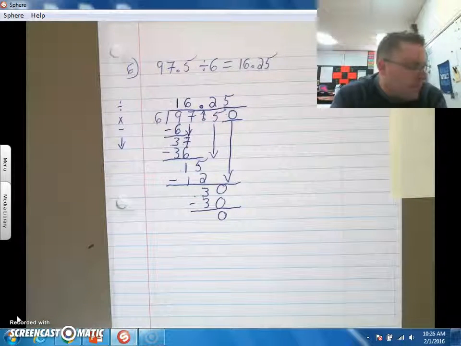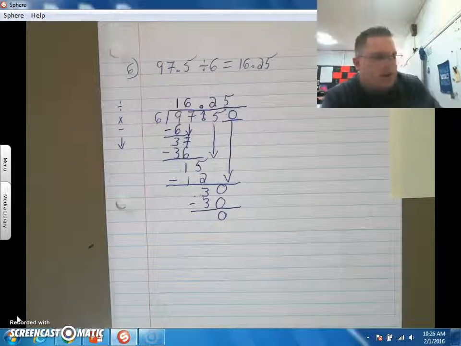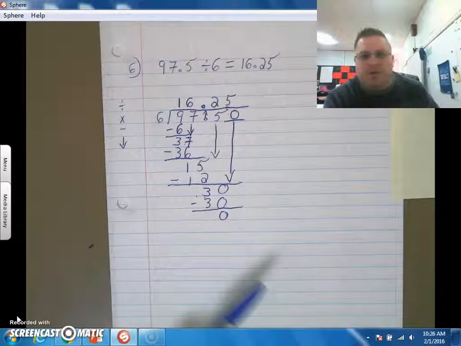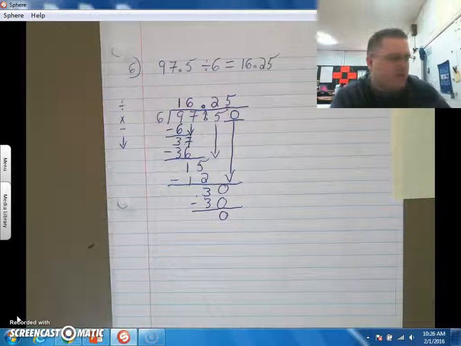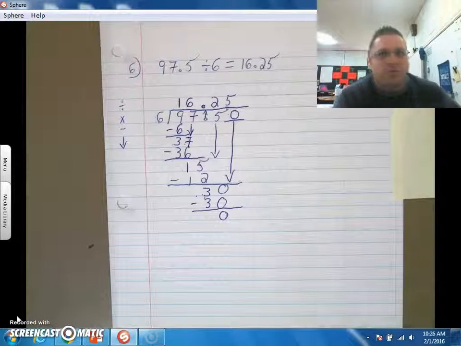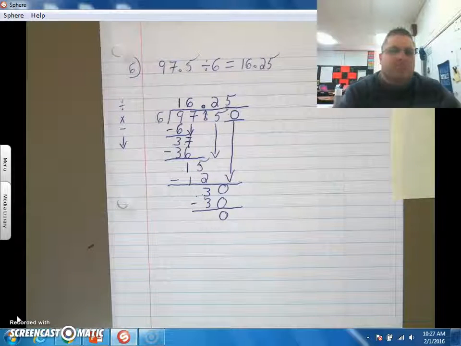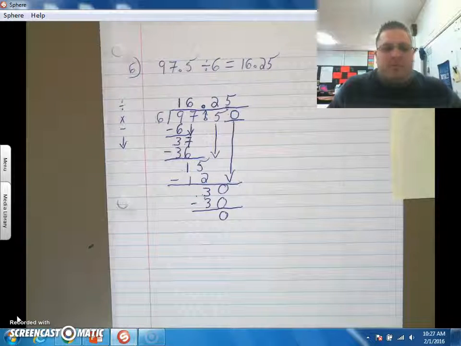Remember, had I had a number left over here, I could just put another 0 in and drop it. You can continually do that till either you get to the place value you want to round to, or you find something repeating. Alright, let's pause, and I'm going to have you do one by yourself.